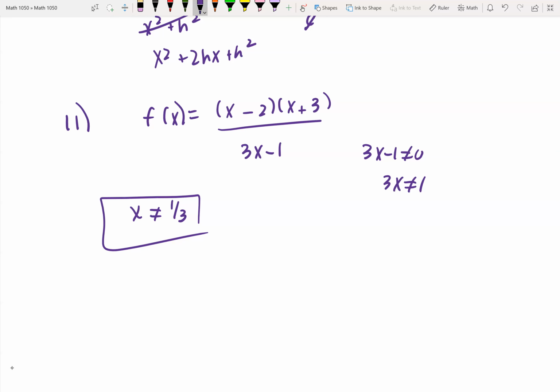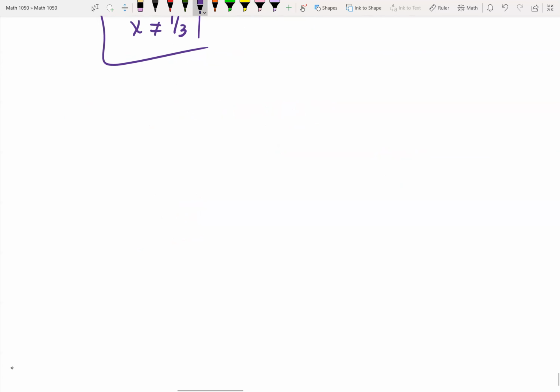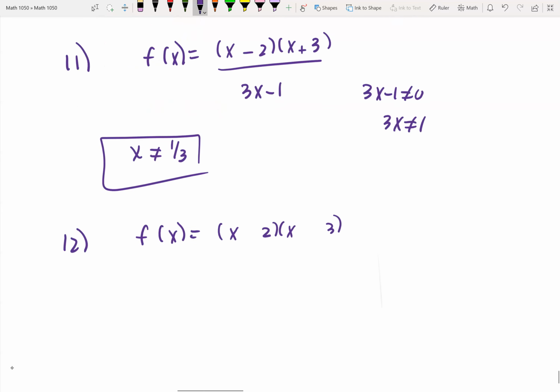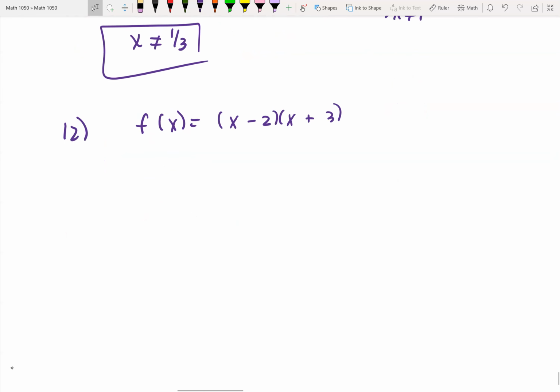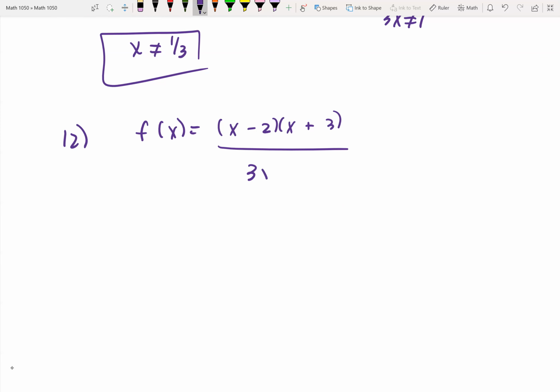Okay. Question 12. They're asking us multiple questions on that same equation. So once again, I'm going to factor it. It's going to go to 3 and 2. Oh, it's still the same, yeah, still the same guy. So plus and minus, and it's over 3x minus 1.